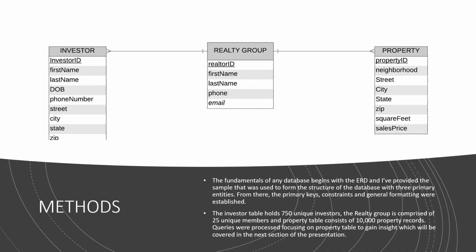The fundamentals of any database begin with the ERD, and I've provided the sample that was used to form the structure of the database along with the three primary entities. From there, the primary keys, constraints, and general formatting were established. The investor table holds 750 unique investors. The realty group is comprised of 25 unique members, and the property table consists of 10,000 property records. Queries were processed focusing on the property table to gain insight, which will be covered in the next section of the presentation.